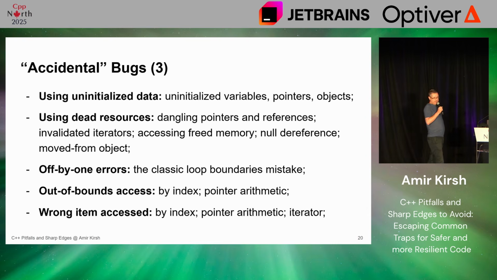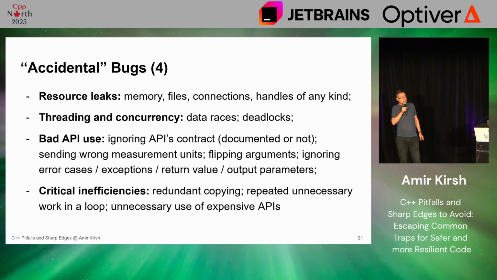Off-by-one errors, out-of-bounds access, wrong item accessed. I mean, it's not out of bounds, it's just the wrong index. Resource leaks, threading and concurrency, bad API use. We didn't read the contract. We didn't realize that the API doesn't work like that. Or we switched the arguments. How can we avoid switching arguments?